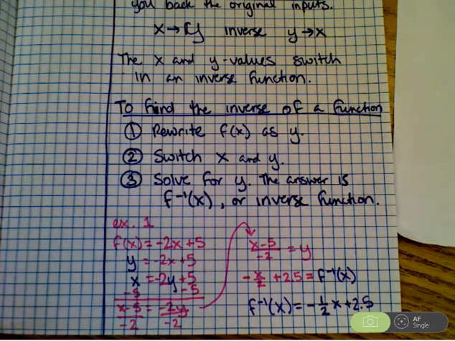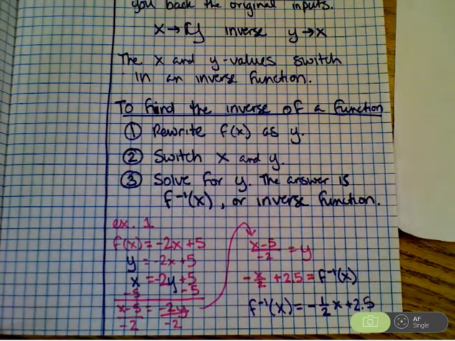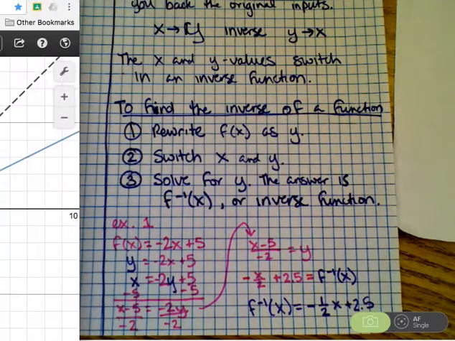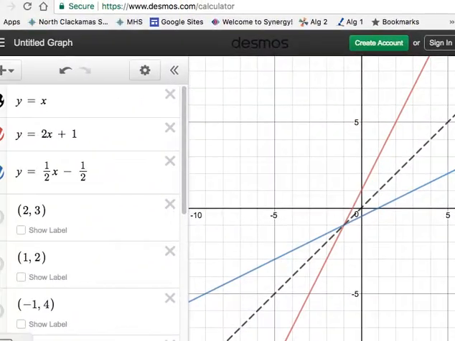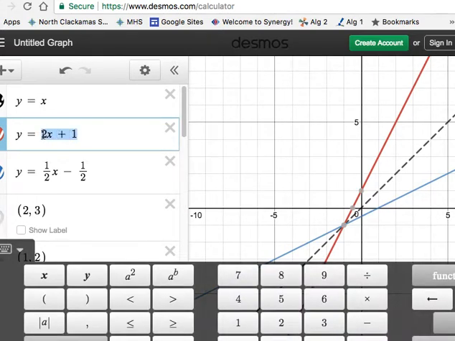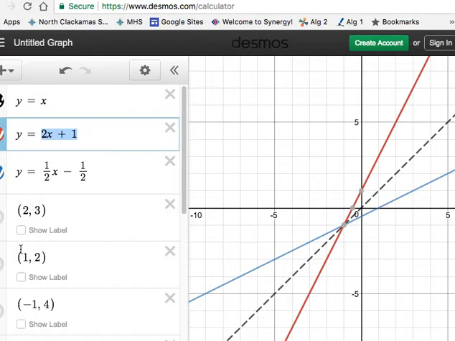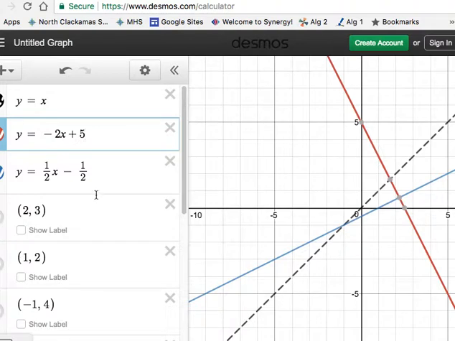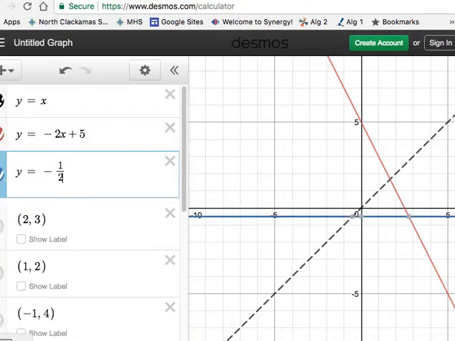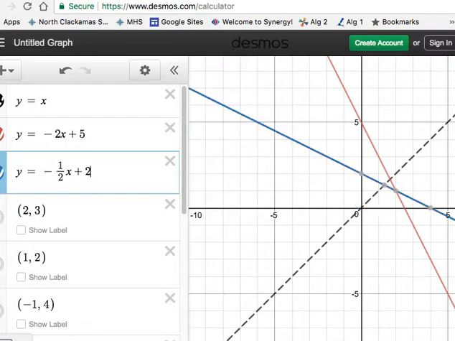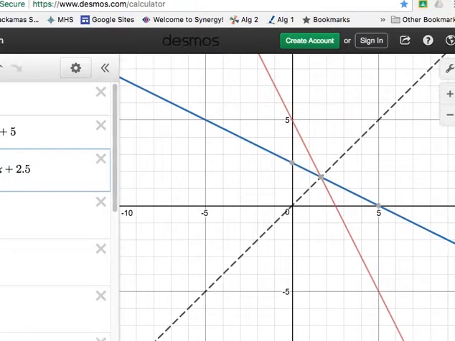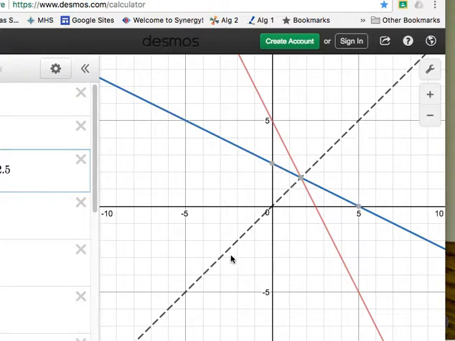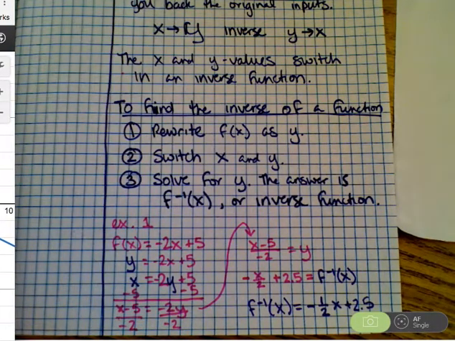Okay, so you can see then we have our two functions. I'm going to bring the graph over again so we can look at this and make sure that they're really inverses. I'm going to change this function to -2x plus 5. And the second one we had was -1/2 x plus 2.5. And again, you don't need to draw the graph or anything. I just want you to see that when we do that, it reflects over this line. The red one was the original function. The blue one is the inverse function. So it's a good way to check your work and see that you have the right inverse function.